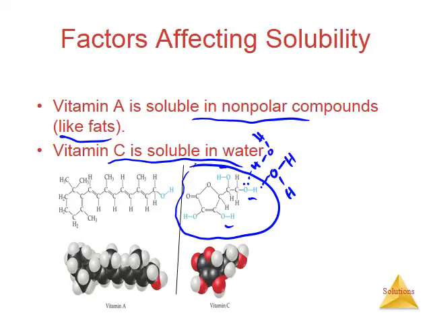On the other hand, vitamin A has a big group which is nonpolar and non-hydrogen bonding, only a small group which has hydrogen bonding hydrogen, and it doesn't make a big difference because the major part of the molecule is nonpolar and non-hydrogen bonding.